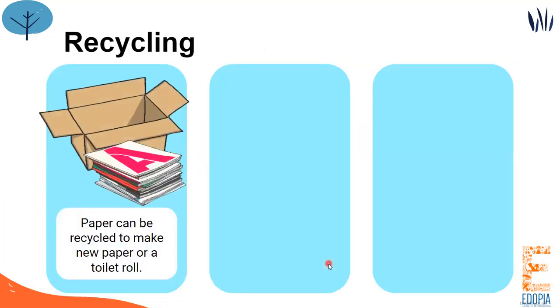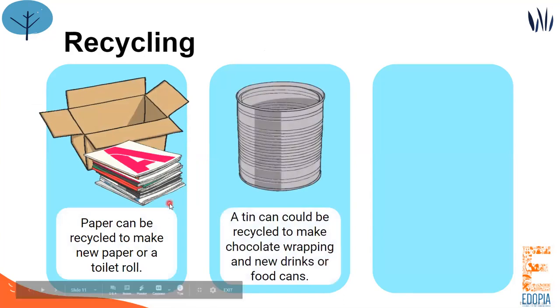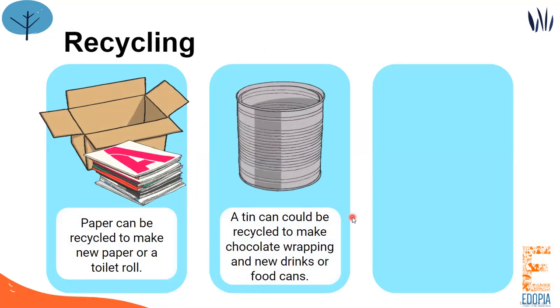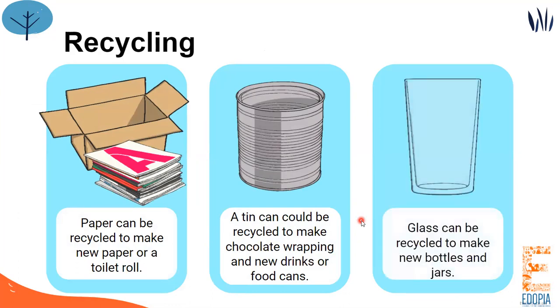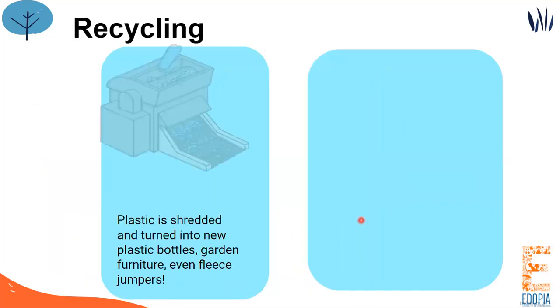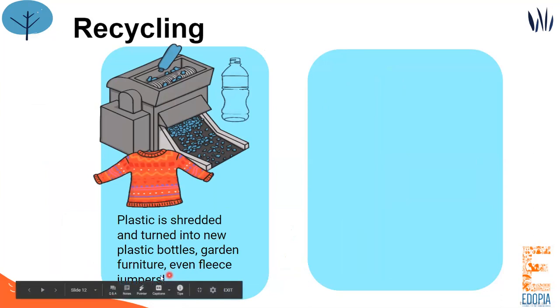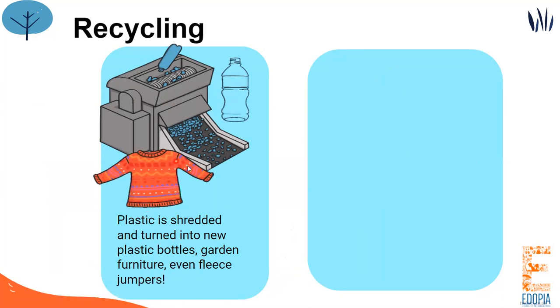So these are the things which you can recycle. For example, paper can be recycled to turn into new paper or toilet roll. Tin cans can be recycled to make chocolate wrappings or new food cans. Glass can be recycled to make new bottles and jars. Plastic is put into shredders and shredded into tiny pieces, and then it can be turned into new plastic bottles, garden furniture, and even fleece jumpers. There's one particular type of plastic which can be used to make fleece jumpers.